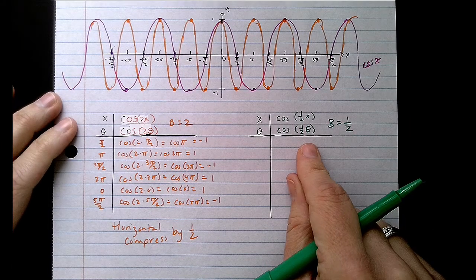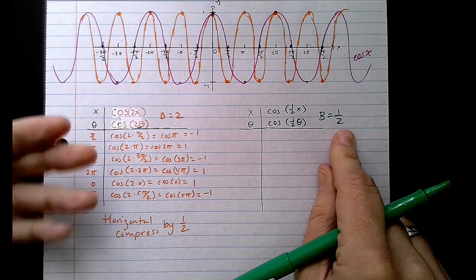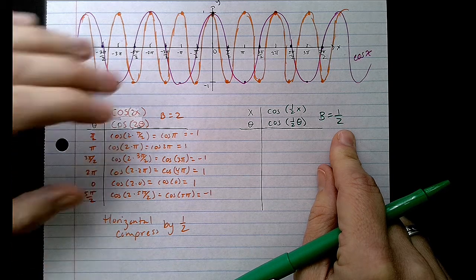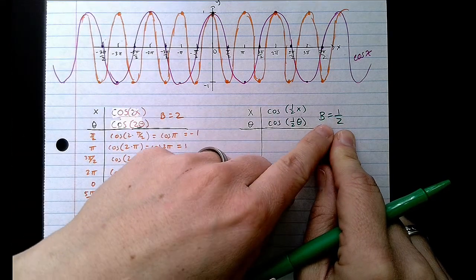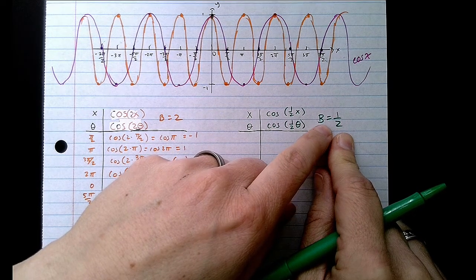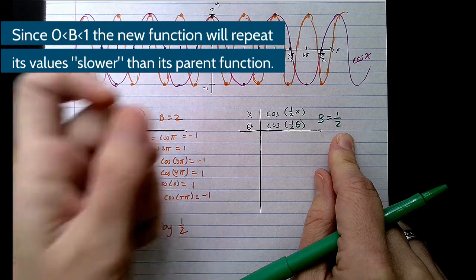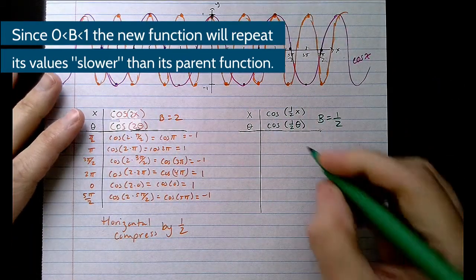Now let's look over here. In this example, the b is 1/2. So you're probably already trying to make some predictions here. Over here was a horizontal compress, because b was 2, which is greater than 1. Over here, you're probably figuring out, okay, if this is a half, this is less than 1 but more than 0, it's probably going to do the opposite of this, which is a stretch. So it's going to be stretched out farther. So let's do some values.